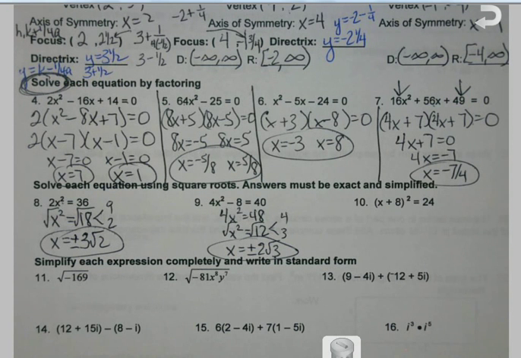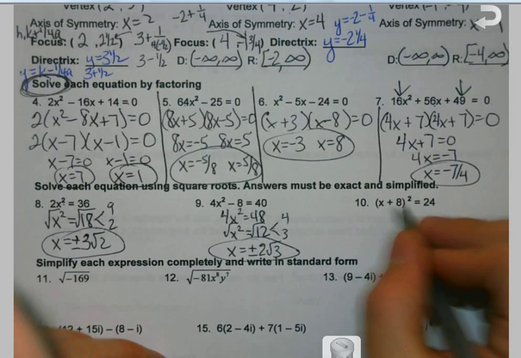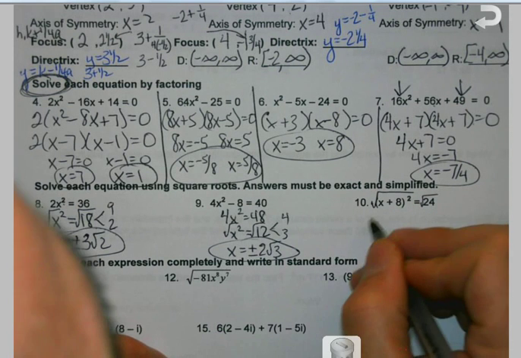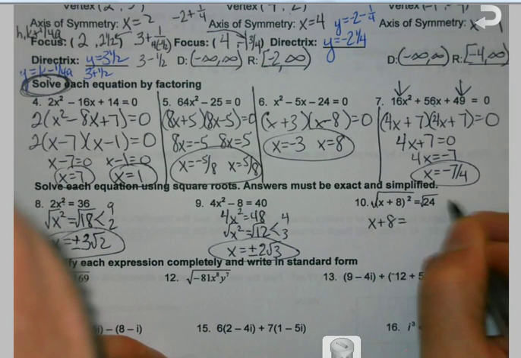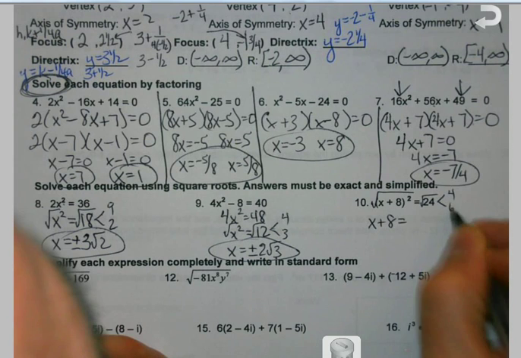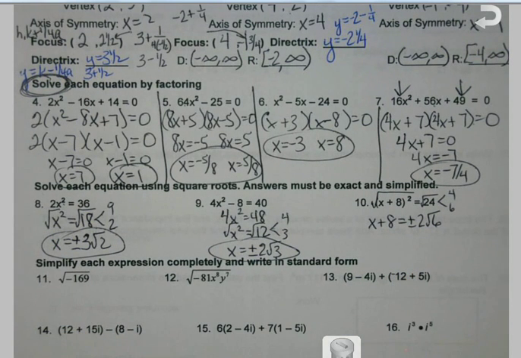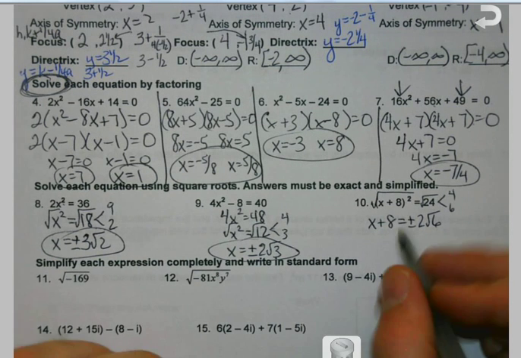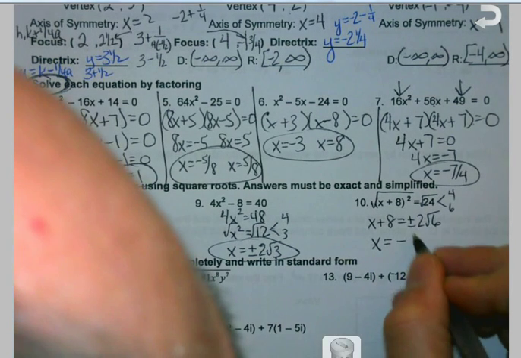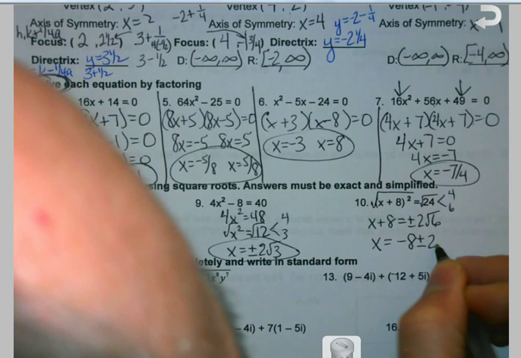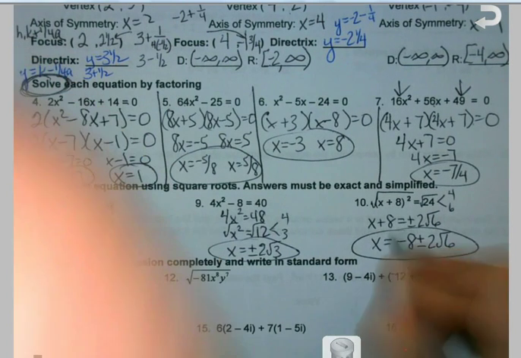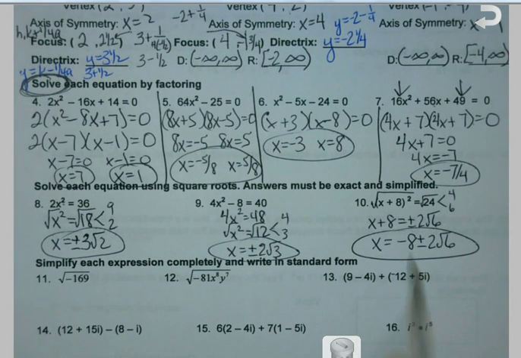Now 10's a little different of a story. We do not want to FOIL this all out and do it. That's too much work. What we're going to do is just get rid of that squared right away. And again, if you can break things down, that needs to be done. So 4 and 6 multiplies to 24, breaks down to 2 square root of 6. And then subtract the 8 over, but again, it's just hanging out on the side with our plus minus 2 square root of 6. You're not trying to add that to this. Won't work.